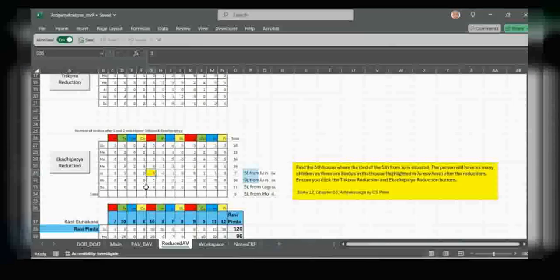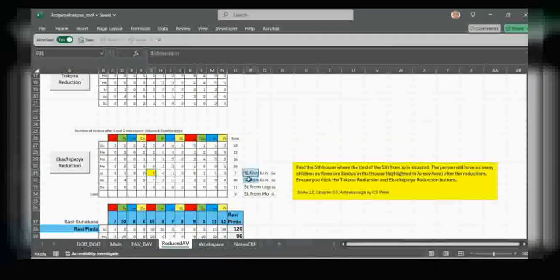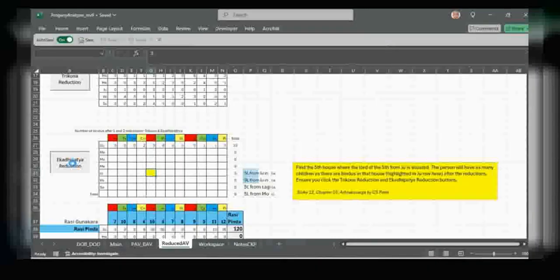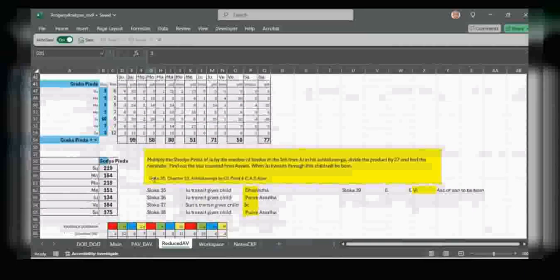In this case, it is in Leo. See, in this case, it identifies the fifth Lord from Jupiter, where it is, and all that. So it automatically finds out and tells you how many children are possible after the Ekadipatya reduction. Of course, this person did not have any child. So this might work out for some people, some might not. It is for the calculation. I have found it to work out for many people as well, so you can give it a use.